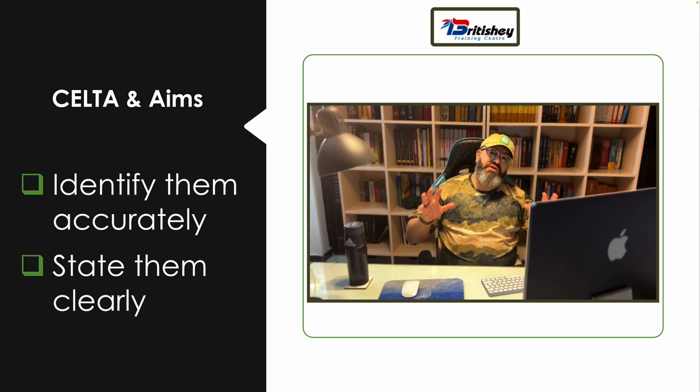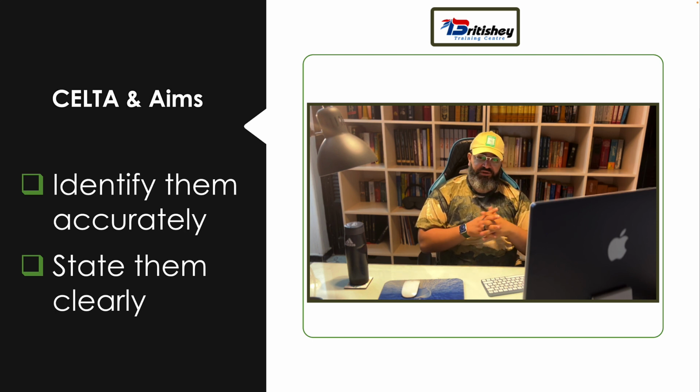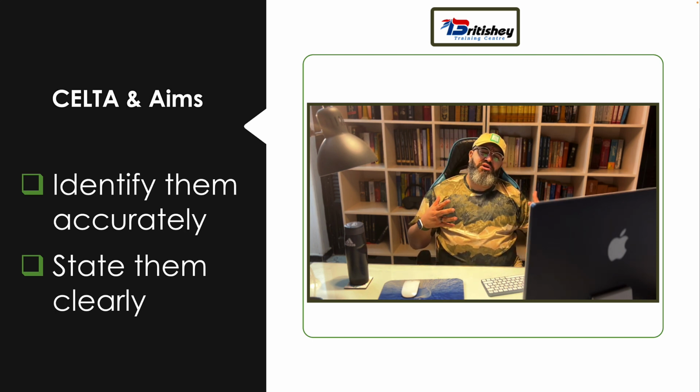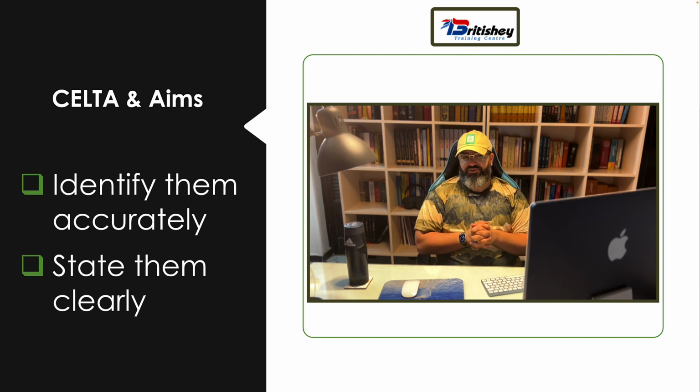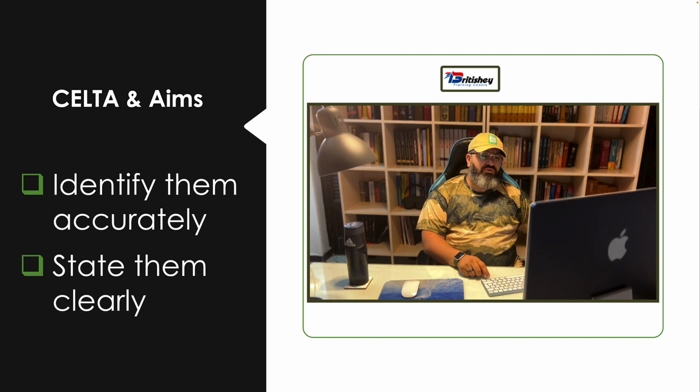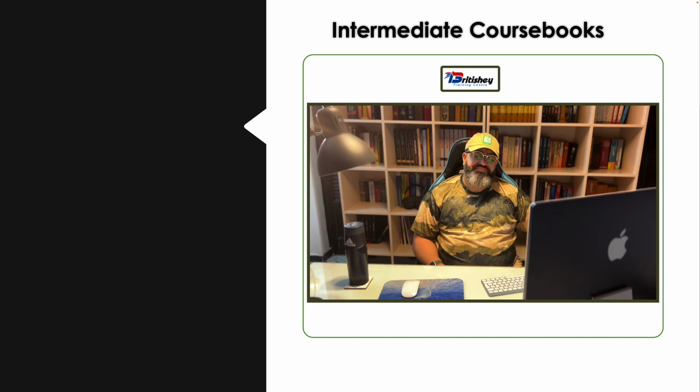So there are two things that you need to do with a main aim or a sub-aim on a CELTA course. You need to identify them accurately and state them clearly. And this is what we're going to do in the coming part of the video. So let's go to an intermediate course book.